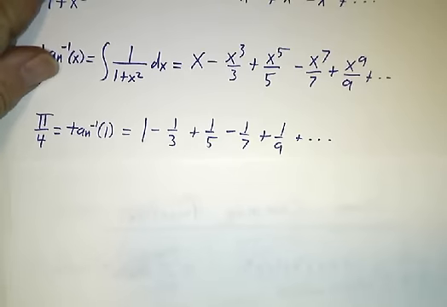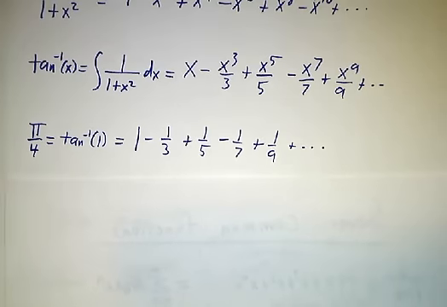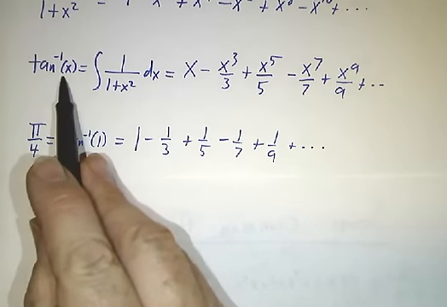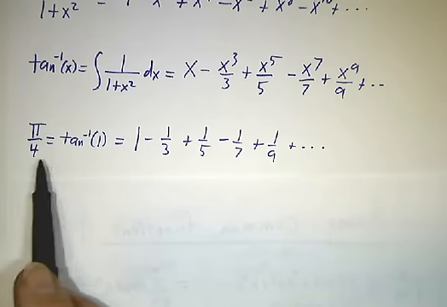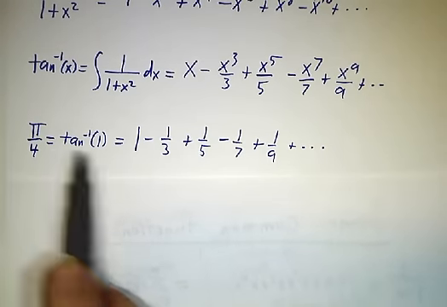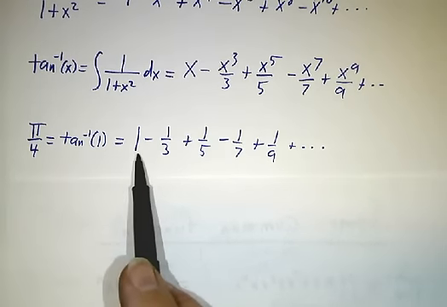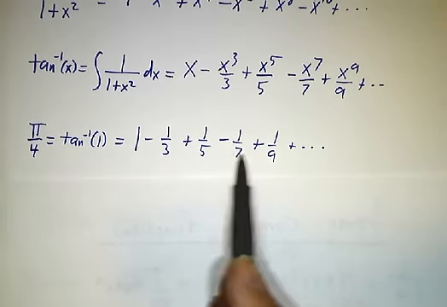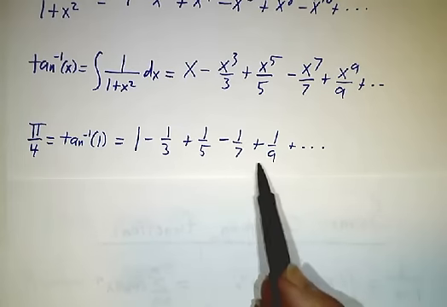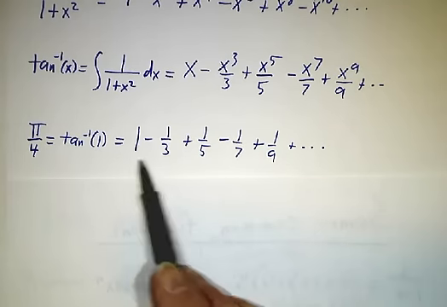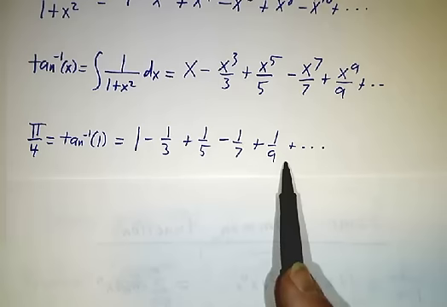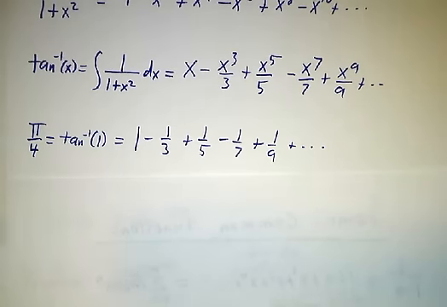And by the way, if you happen to plug in x equals 1, the arctangent of 1 is pi over 4. So here's a formula for pi. Pi is 4 times 1 minus the third plus the fifth minus the seventh plus the ninth. It's not a practical formula for pi because this converges really, really slowly. But it is a formula for pi.